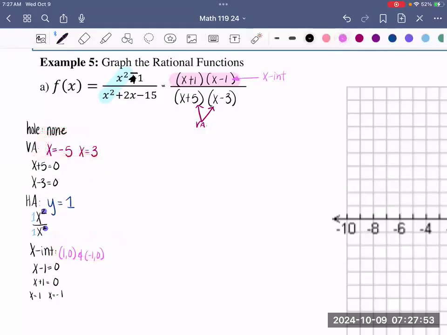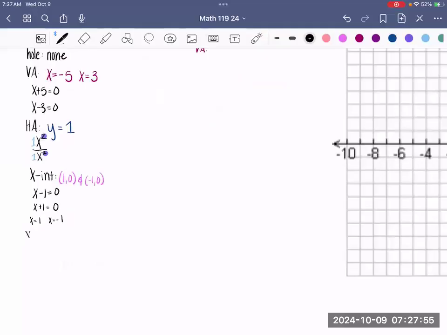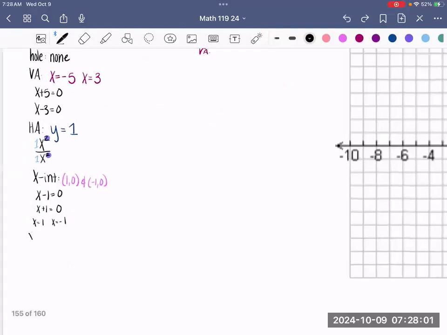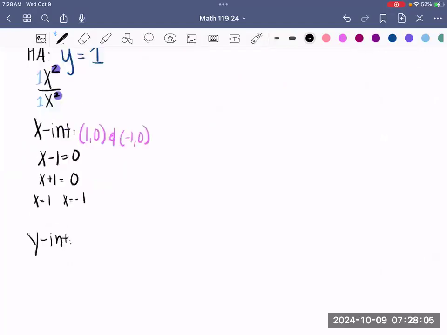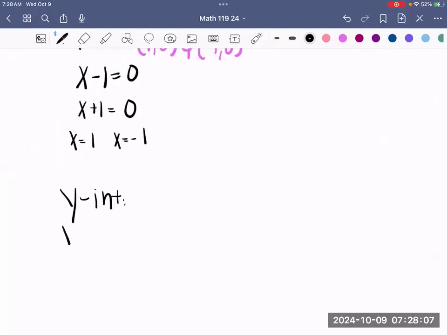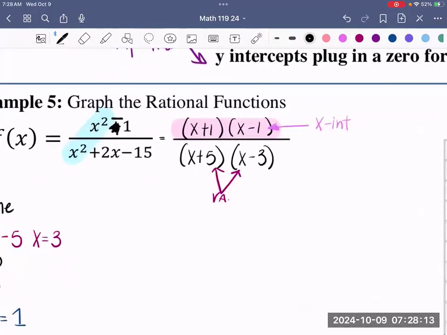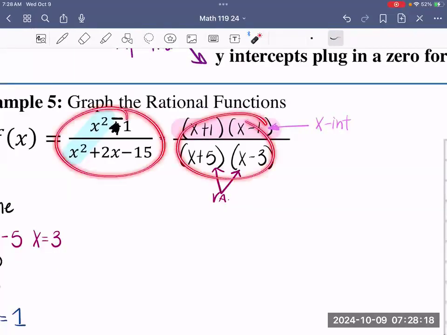Now let's take a look at your y-intercept. Your y-intercept is found when your x gets set equal to 0 in your simplified form. So for us, unfortunately, nothing has canceled. So we can go ahead and use either form to insert a 0 for your x.